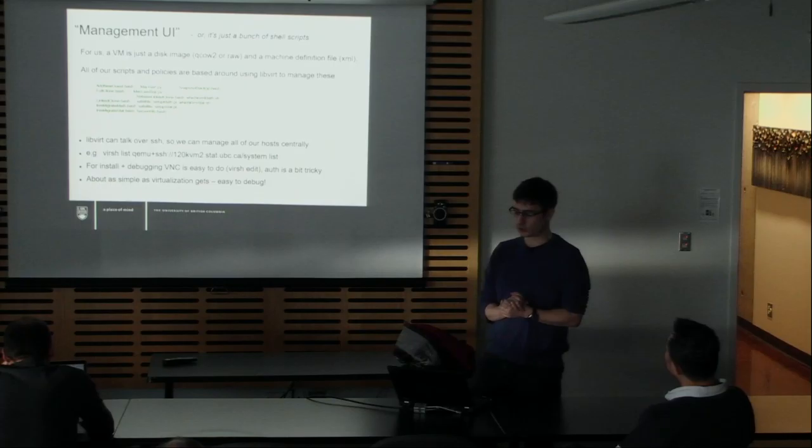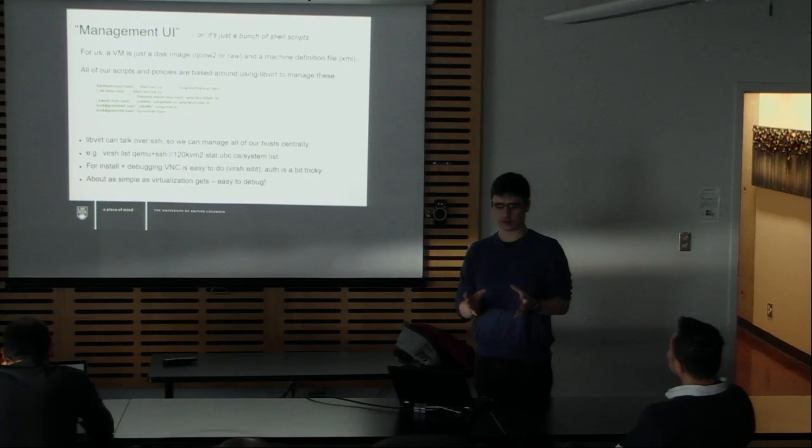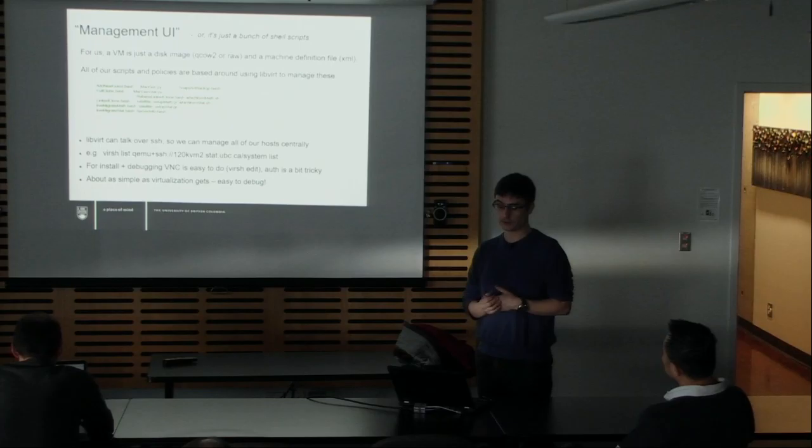It's just a bunch of shell scripts. These VMs, as we're saying, are just disk images and some definition of what the machine looks like: how many network cards it's got, how much memory, how many CPUs. That appears as an XML file to us. So they're really simple, and all of our management is based around manipulating those two things. We have a bunch of shell scripts that can migrate machines or create new machines, and in the background, they're just using LiveVirt.